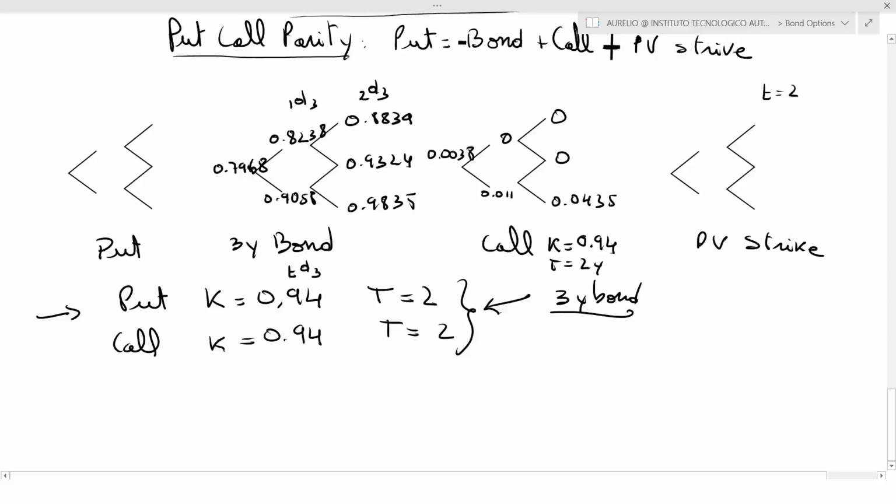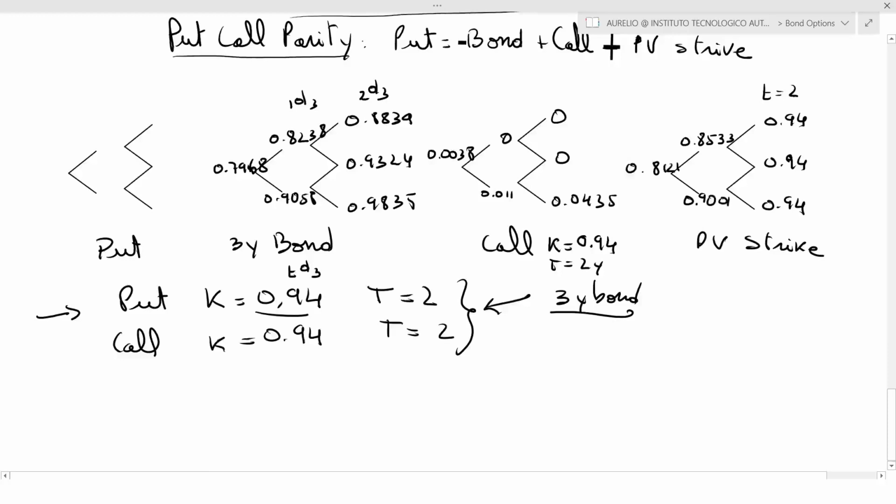Finally, the PV of the strike. So we know that at t equals 2, the strike, by definition, is 0.94. And then I'm going to bring it back in time. So at time t equals 1 in the upper node it is going to be 0.8533, and down it's going to be 0.9001. And at time t equals 0, it's going to be 0.8121.